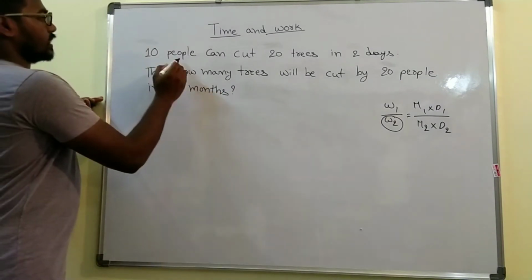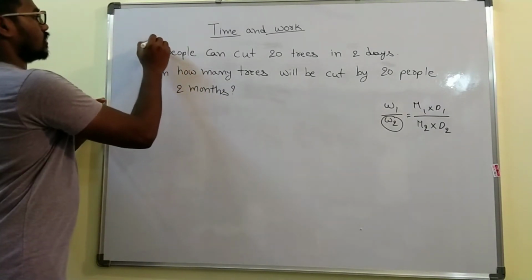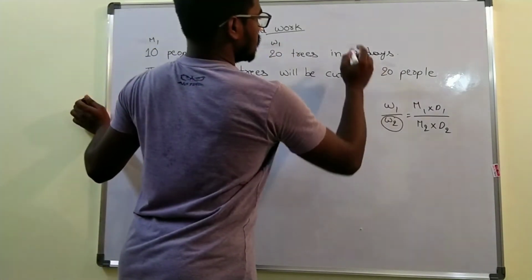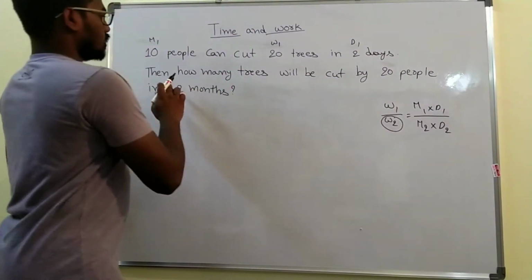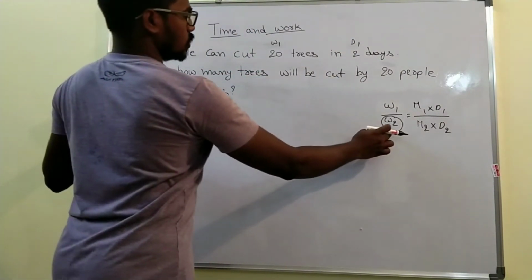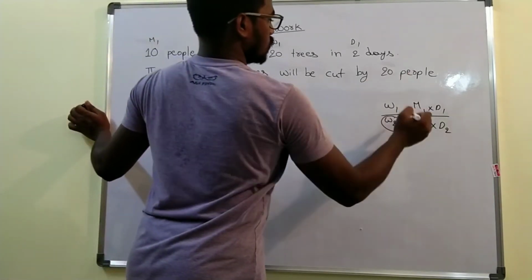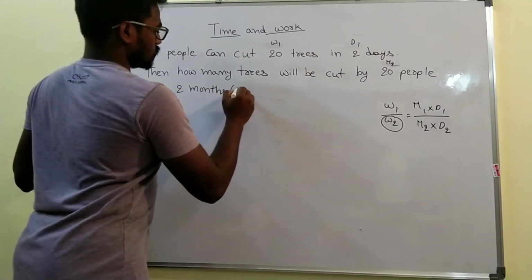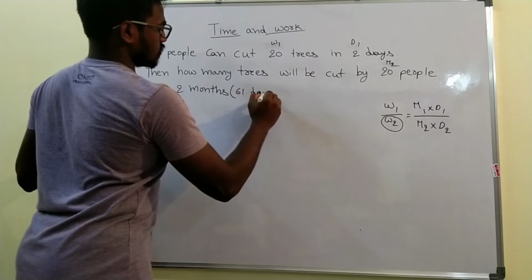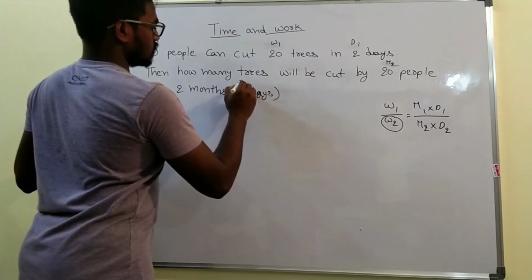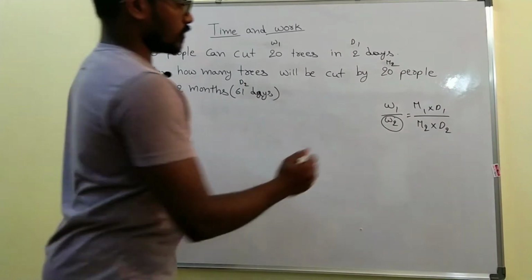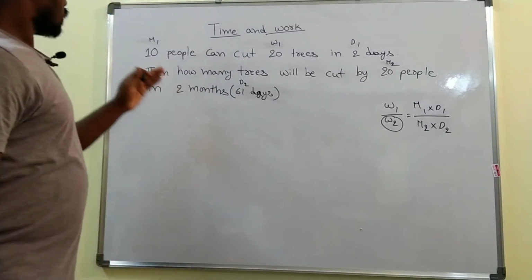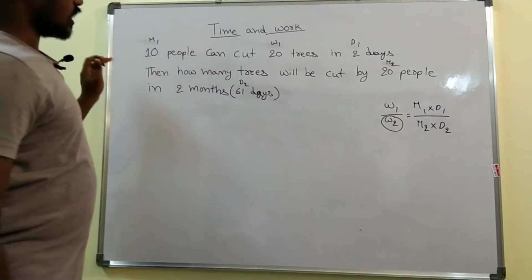You can take 10 people as the men, which is M1, 20 trees as W1, as this refers to the work, and 2 days is D1. And how many trees, which is the work W2, we need to find, cut by 20 people, which is M2, in 2 months. 2 months we can take as 61 days, which is D2. So we have values for W1, M1, D1, M2, D2, and we need to find W2. It is very easy, but let's see how we can solve it in another way.